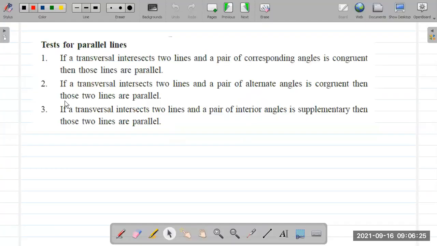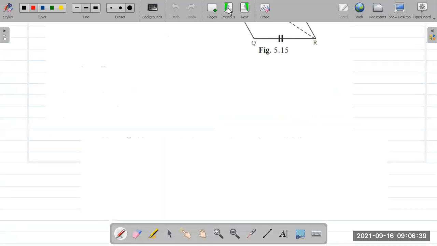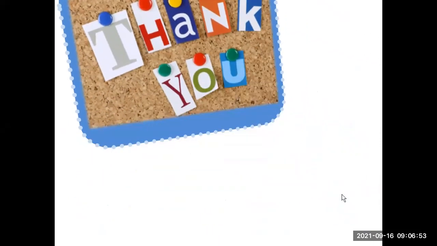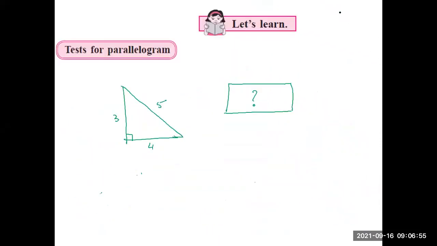The first test says, if a transversal, okay, this is for parallel lines. These are the tests for parallel lines. So there are 3 tests. If any one of these is true, then we can say that the lines are parallel. Likewise, to prove that a quadrilateral is a parallelogram, we have a few tests. Let us look at them one by one.